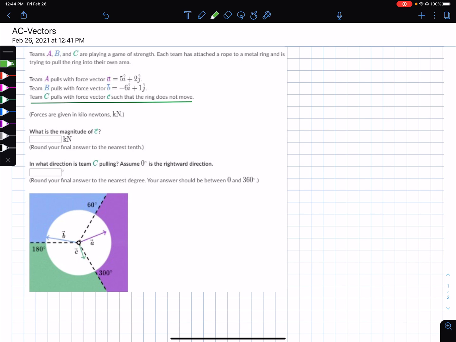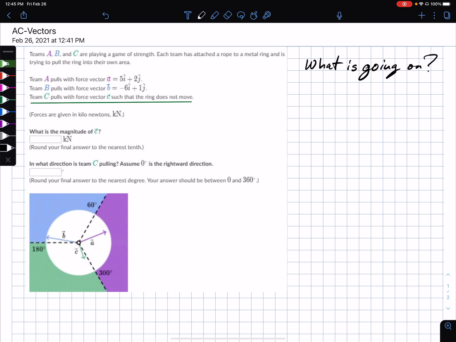So the situation we have to figure out is, given those other two force vectors in the A and B direction, team C is pulling with such a force that the ring does not move. So it's canceling their net effect out. All right. So a couple things, just in terms of a concept, what is going on here with the force?